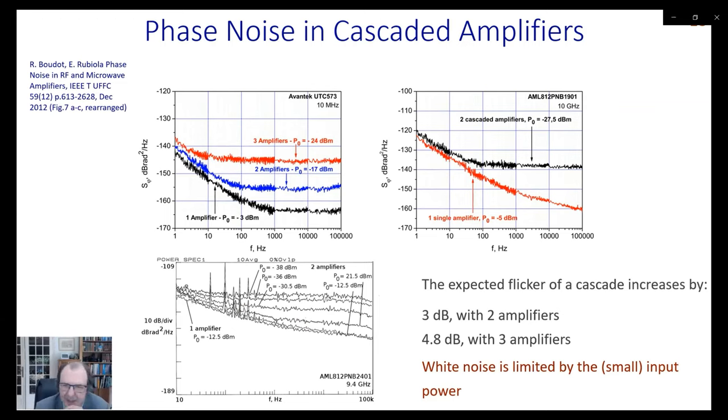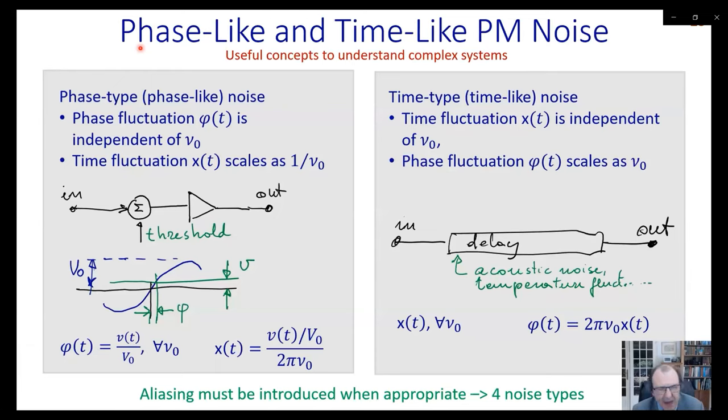Well, now we introduce another concept, the concept of phase-like noise, or phase-type noise, they are synonymous, and the concept of time-like or time-type noise. Again, the two expressions are synonymous. So, a phase-like noise is a noise type where the phase fluctuation phi is independent of the carrier frequency.